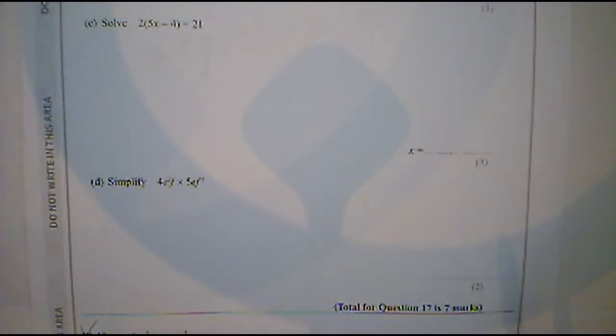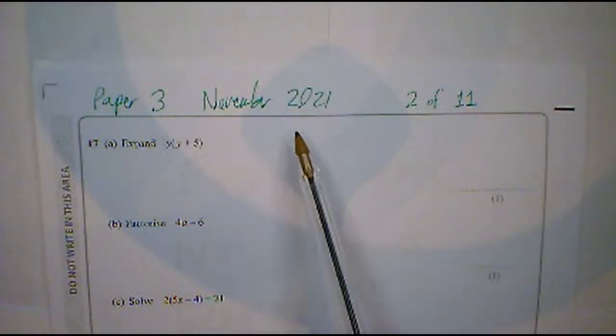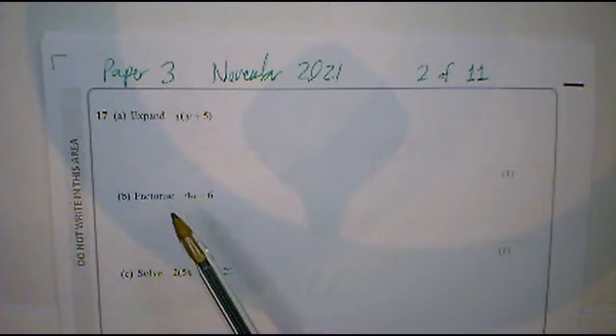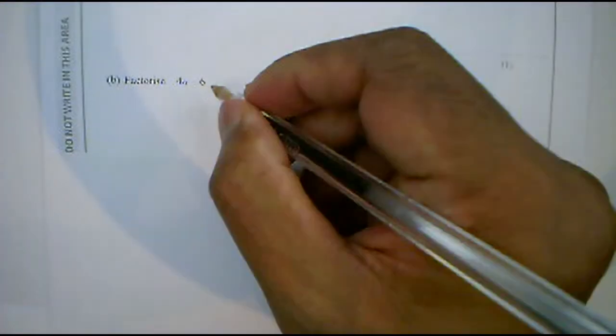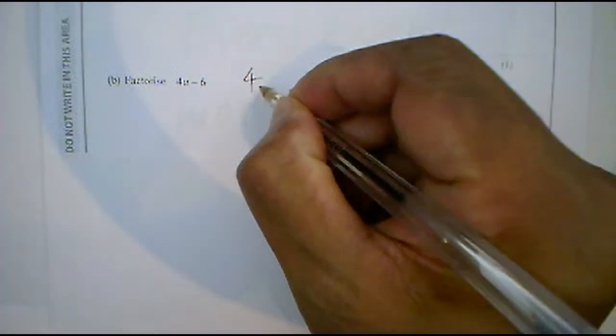The next question, this one is from paper 3. This is from paper 3, November 2020, and we're looking at this part here, factorize 4a take away 6. So press pause and have a go. And if you're done, you can press play. So here is the question, factorize 4a take away 6.